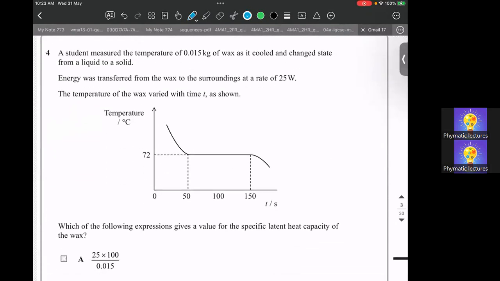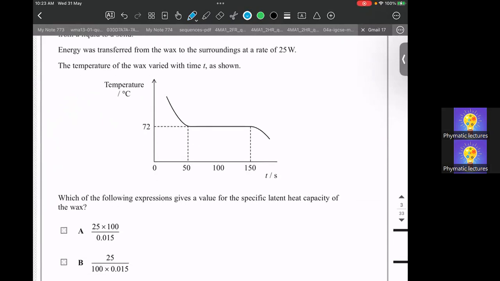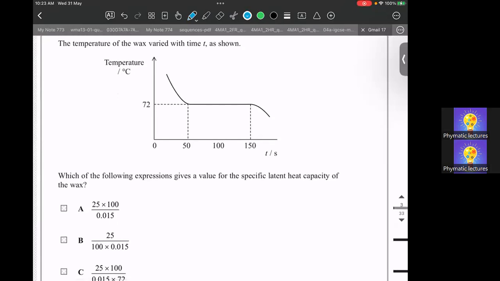Now, question number 4. A student measured the temperature of 0.015 kilogram of wax as it cooled and changed state from liquid to solid. Energy was transferred from the wax to the surroundings at the rate of 25 watts. The temperature of the wax varied with time as shown. Which of the following expressions gives a value of the specific latent heat of the wax?